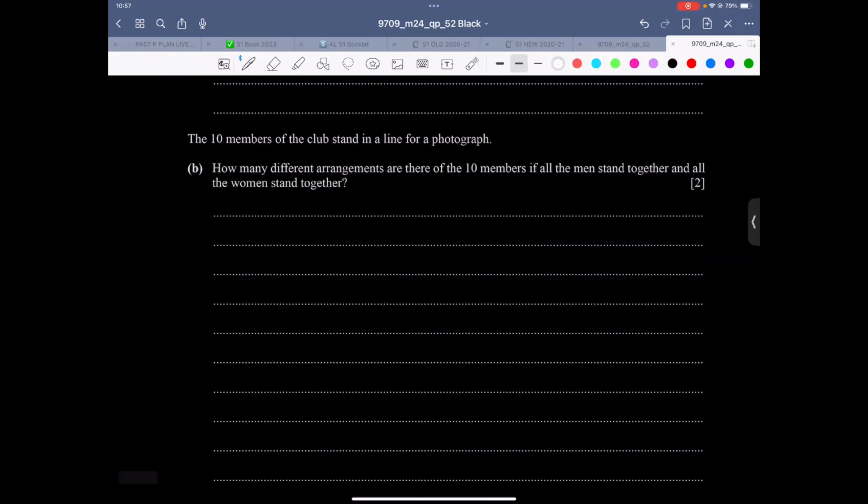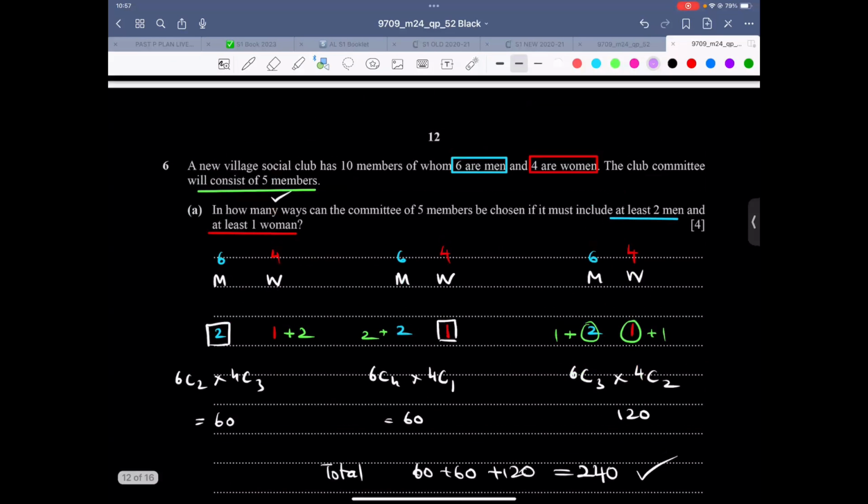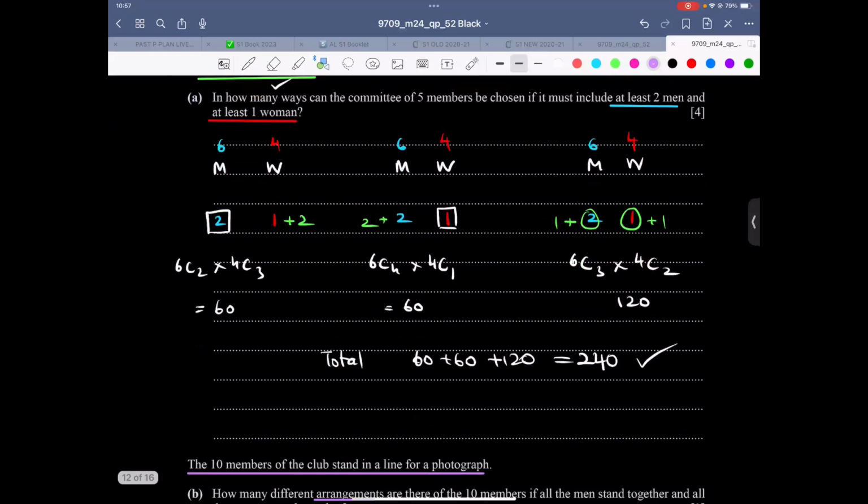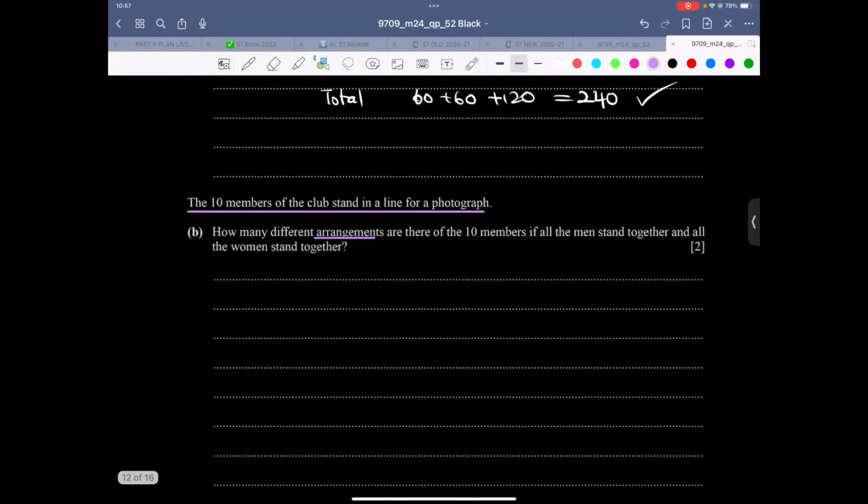The second part. The 10 members of the club stand in a line for a photograph. So now, what are they interested in? Now they're interested in arrangements. Before, we were interested in selection, a committee. How many different arrangements are there if all the men stand together and all the women stand together?